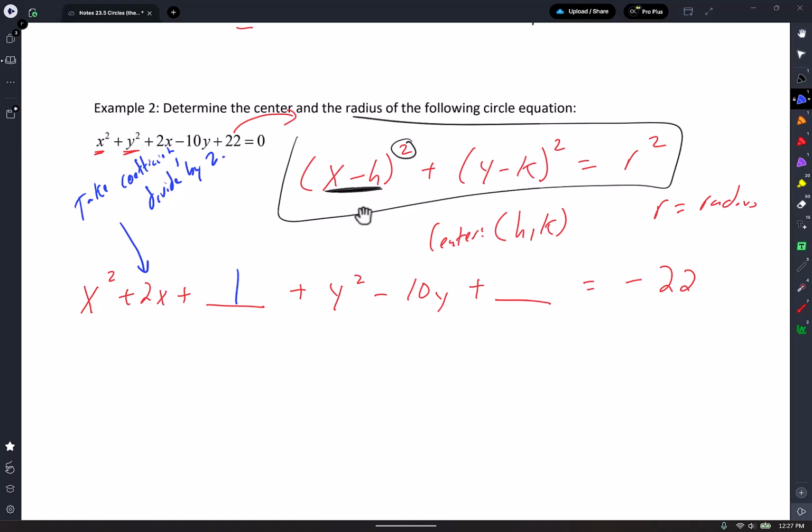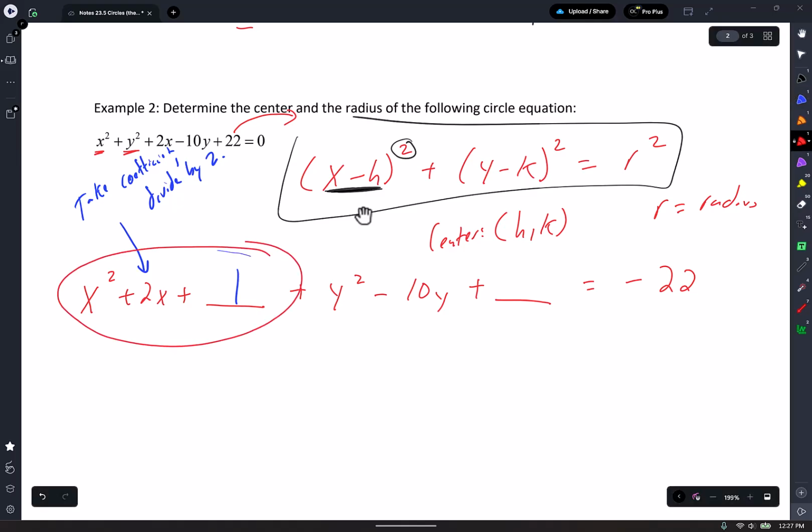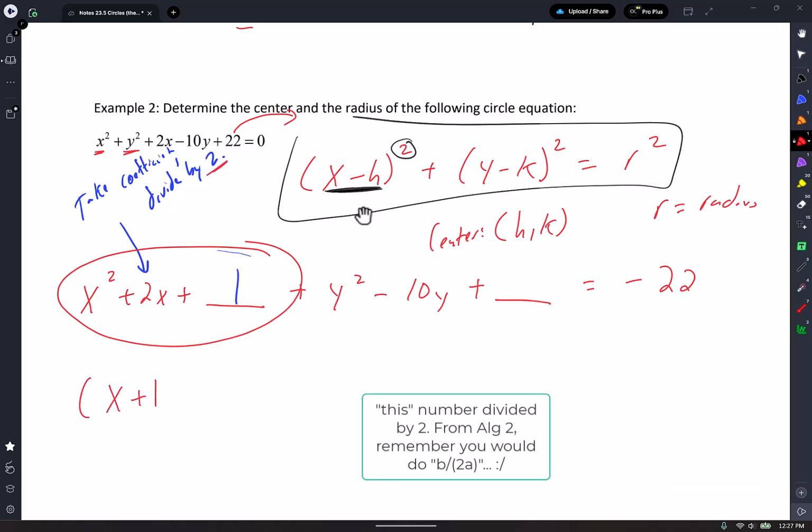You'll see right now. You see this x squared plus 2x plus 1? That reduces to x plus 1, whatever this number was. Close it, put a square on it. See, there it is. That's what I wanted. I wanted it to look like that.